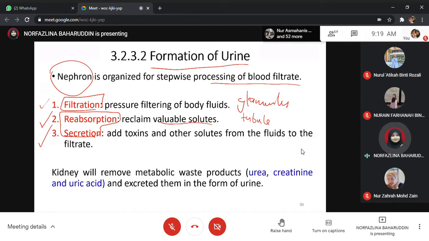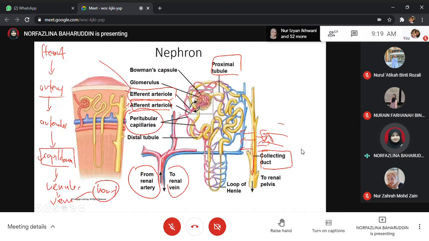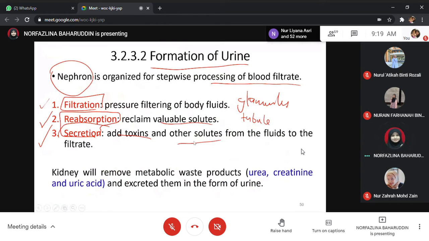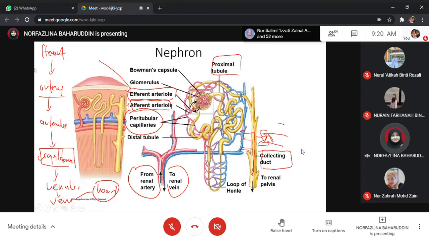Secretion maksudnya whatever yang berbahaya, for example toxin, whatever yang kita tak perlukan from our body, dia akan remove. Macam mana? Boleh imagine balik daripada blood capillaries kat sini, dia akan masuk ke dalam proximal tubule. So kita akan secrete dia, masuk balik ke dalam filtrate. Kita guna term filtrate ni bila dia dah berada dalam proximal tubule ni. Starting from glomerulus, dia akan release filtrate. So whatever yang ada dalam ni, yang kuning semua ni, kita akan panggil dia filtrate.